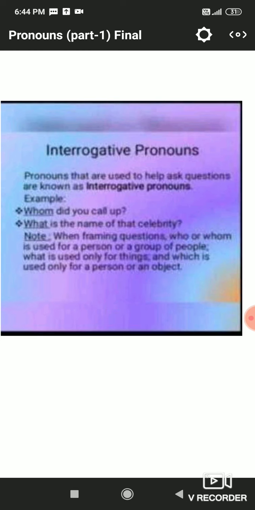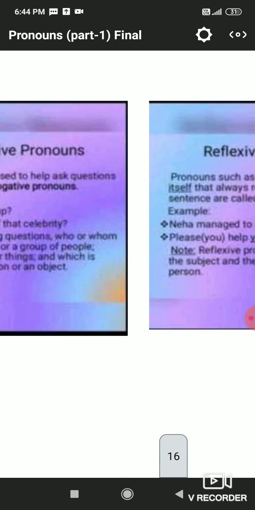Whom, what are used here as interrogative pronoun, but do not think that whenever a WH family word is used, that particular word will be known as interrogative pronoun. It depends on the sentence.